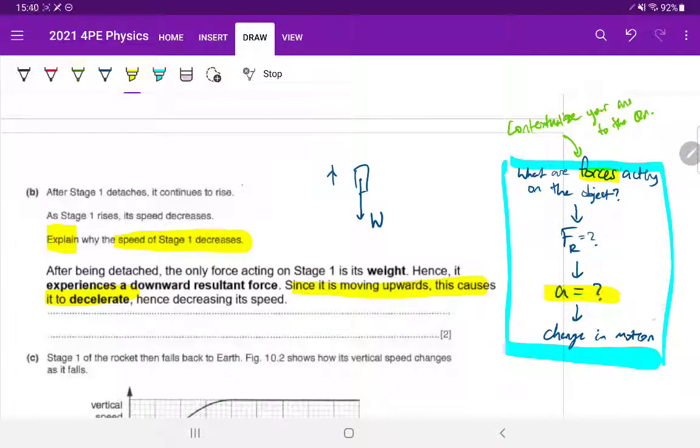This part here is talking about the acceleration. And then this next part, hence decreasing its speed, is talking about the change in motion, which is what the question is asking. So this is the structure of the answer. I hope you can see that. What are the forces? Resultant force, acceleration, and change in motion. We're going to see in a short while that that is exactly what the next question is going to look like as well. So let's move on to part C.